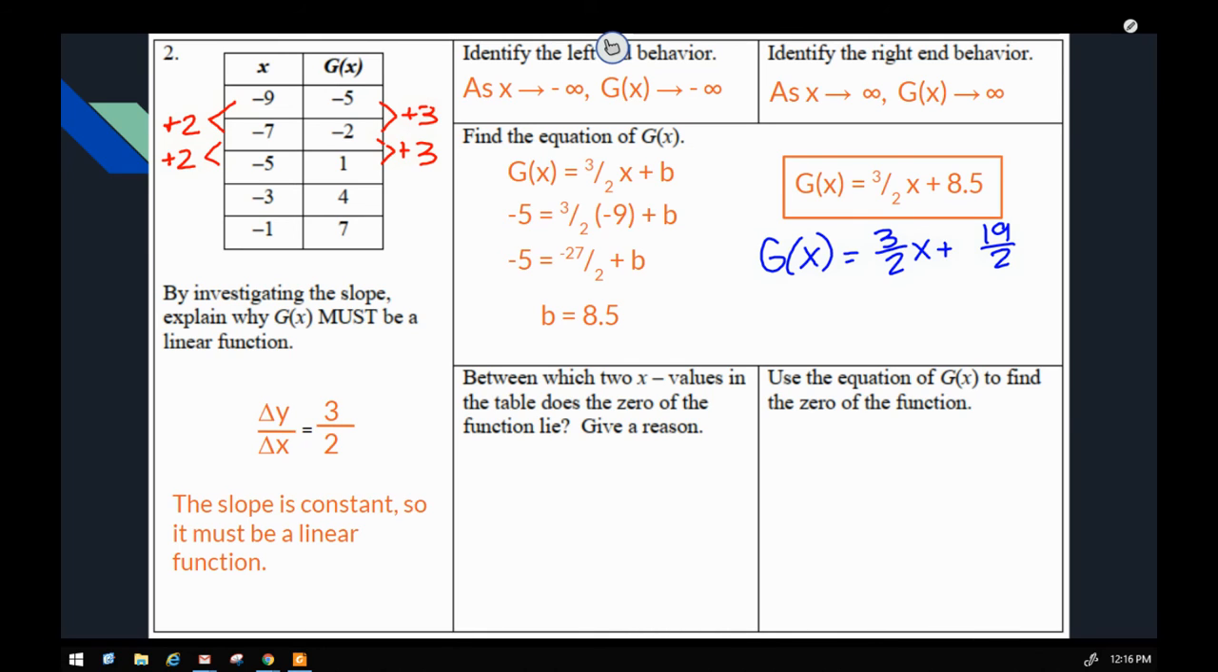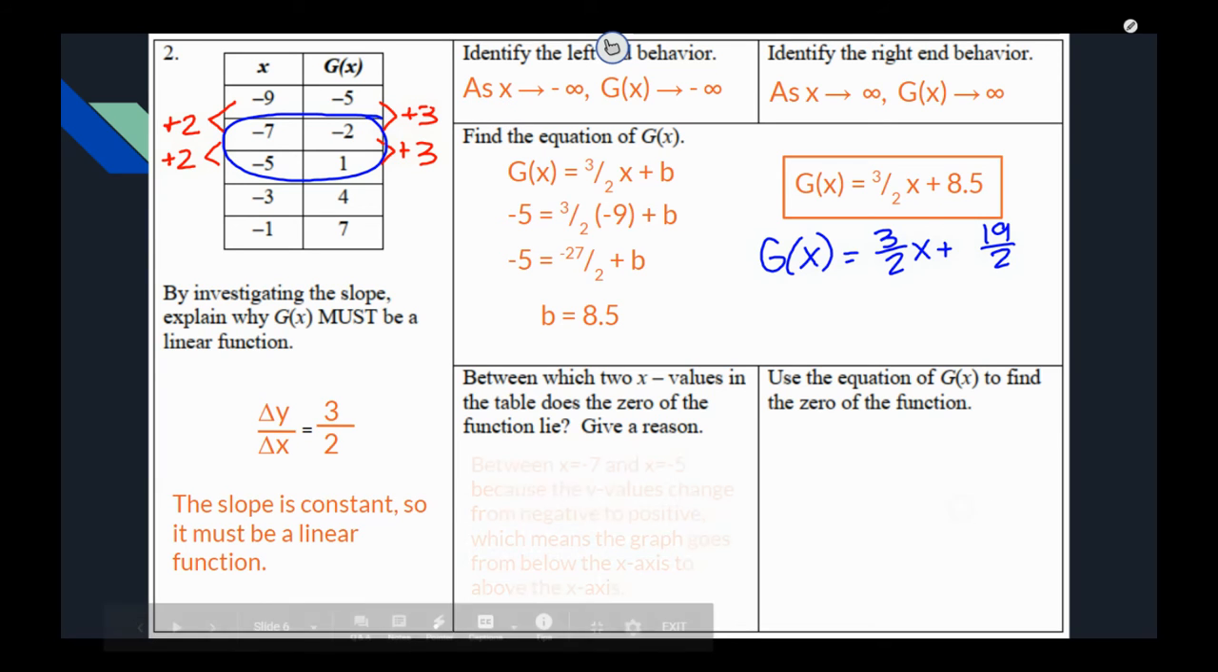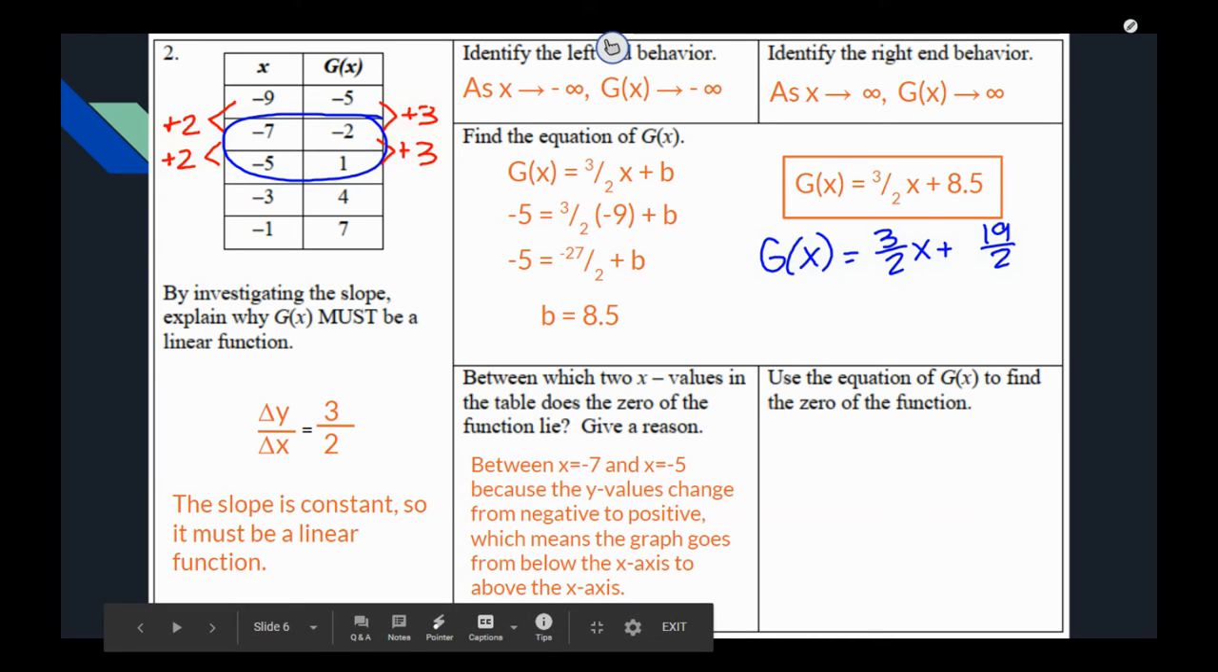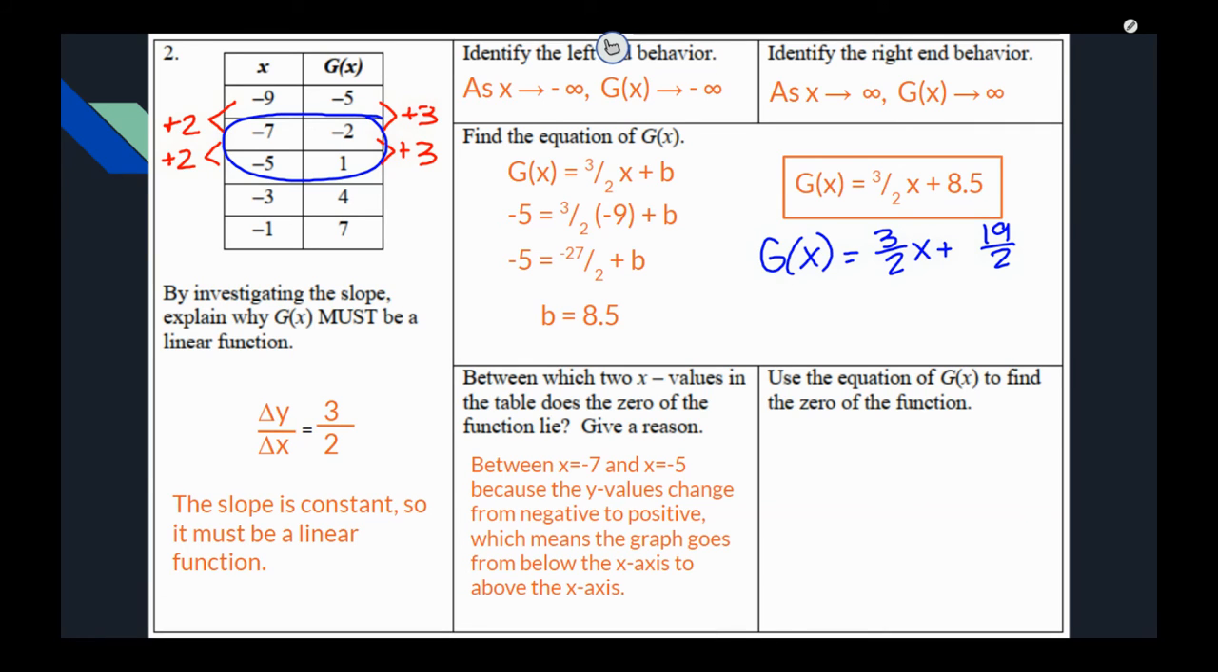Okay, and then just like on the last one, between which two x values in the table does the 0 of the function lie? Well, your y values change from negative to positive between these 2 points. So between x equals -7 and x equals -5, because your y values change from negative to positive, which means your graph goes from below the x-axis to above the x-axis.